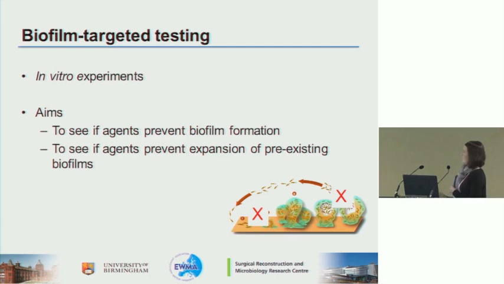In terms of biofilm-targeted testing, I perform 2 in vitro experiments in the lab. The aims of these are to see if the agent can prevent the formation of the biofilm and to see if the agent can prevent expansion of a pre-existing biofilm. So going back to the diagram, we're wanting to stop those 2 main procedures.